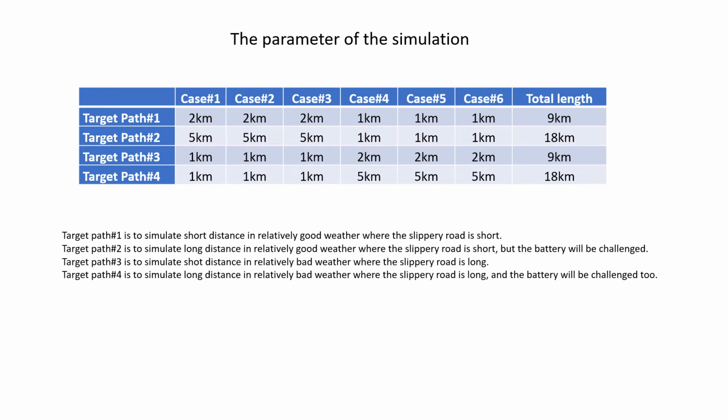The total length influences the total working time. Long total distance will make the battery constraint work too. The slippery distance will show how the algorithm works.